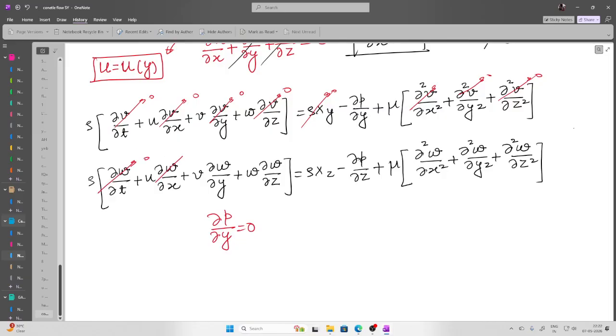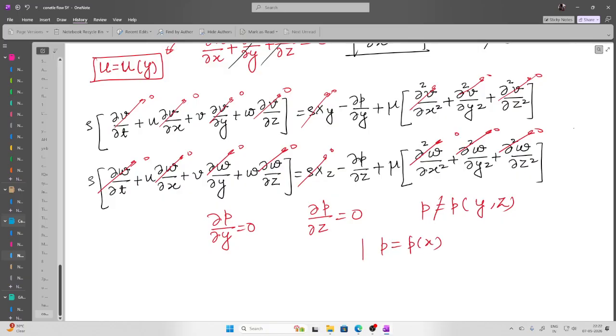Similarly, for the z direction also, you come to the conclusion that del p by del z is equal to 0. Aha! P is neither a function of y nor a function of z. So P must be a function of x. This is a very, very, very important conclusion. So P is neither a function of y nor of z, so it has to be a function of x. And this becomes what?